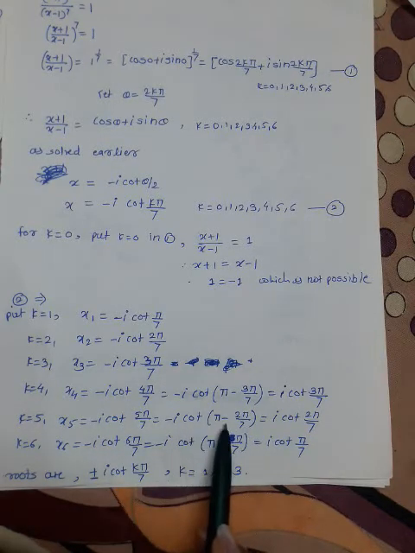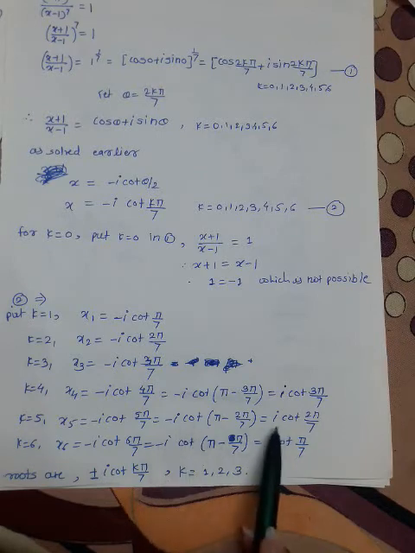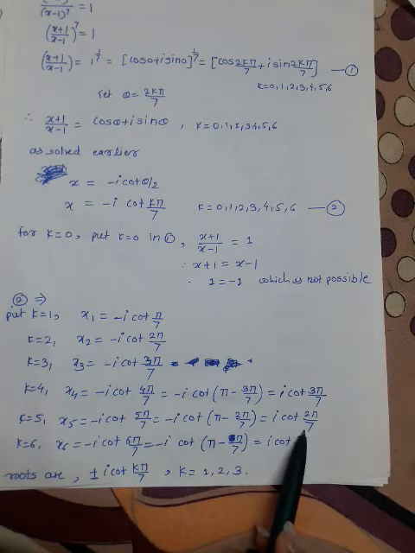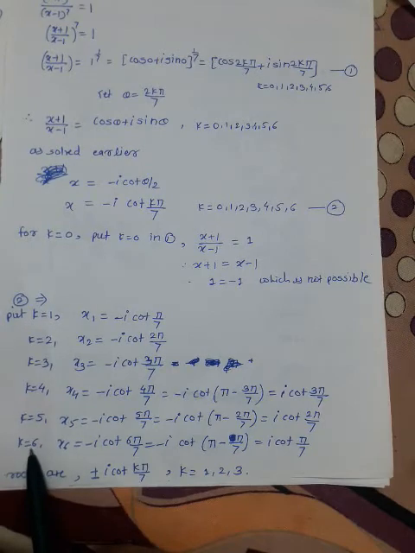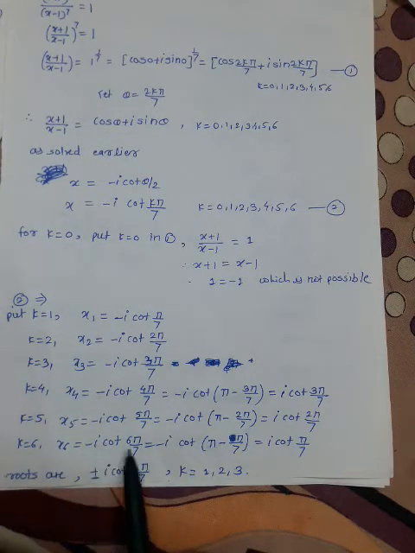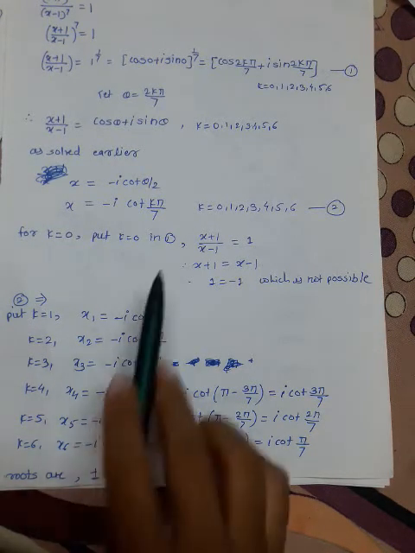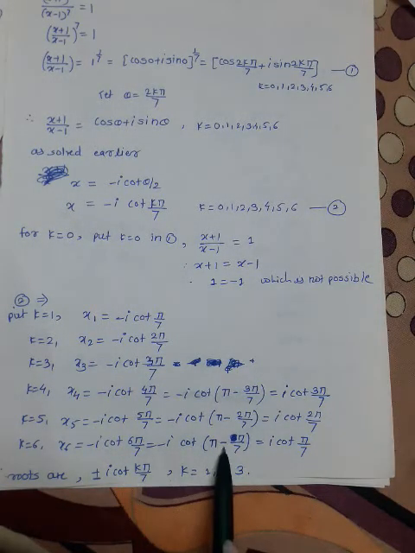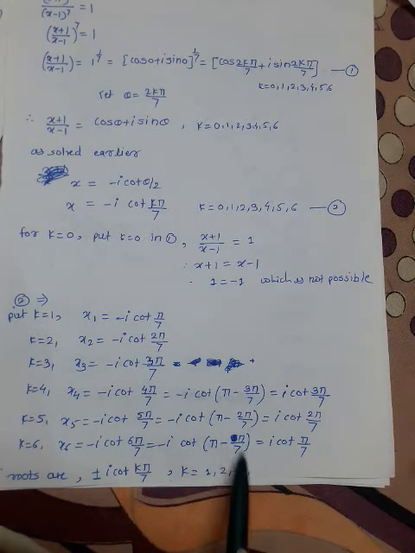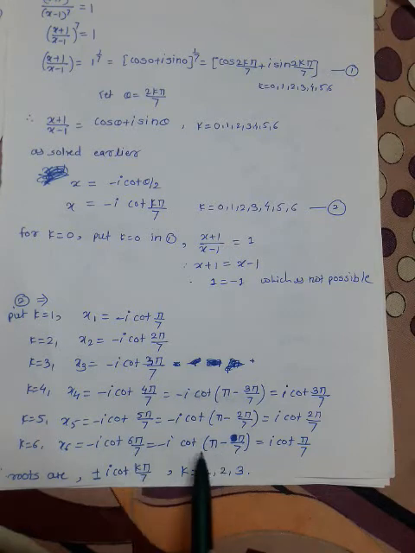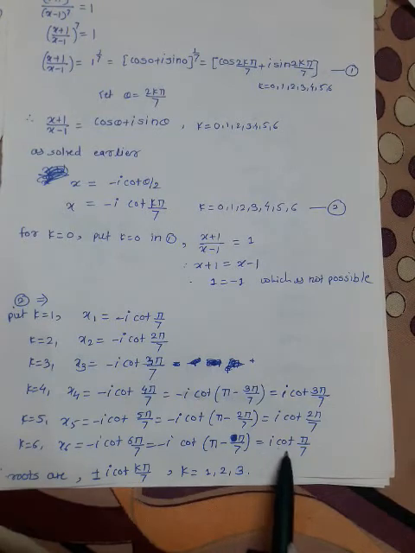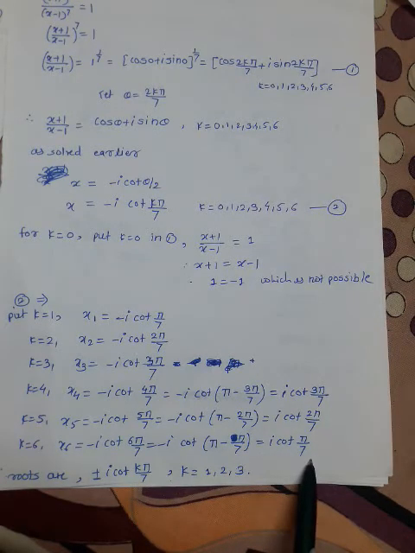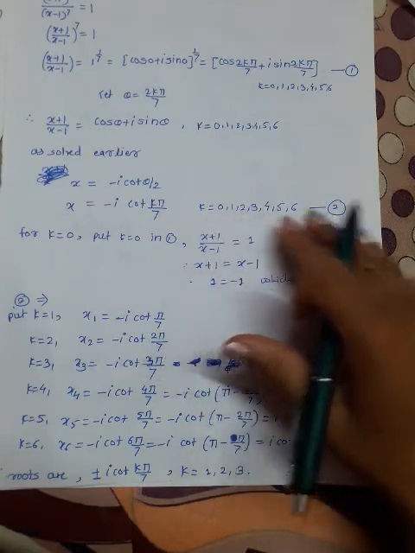Now we know cot of pi minus theta is minus cot theta, therefore it becomes plus i cot 2 pi by 7. Now, last, put k is equal to 6, we get x6 as minus i cot 6 pi by 7. Now 6 pi by 7 can be written as pi minus pi by 7. If you cross multiply this we get the same angle. Now again cot of pi minus theta is minus cot theta, it becomes minus minus plus i cot pi by 7.